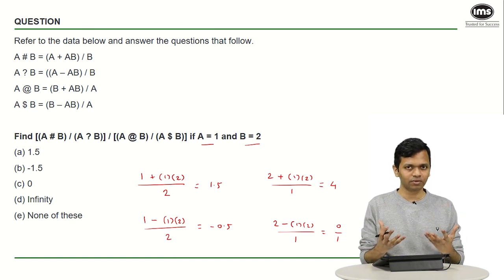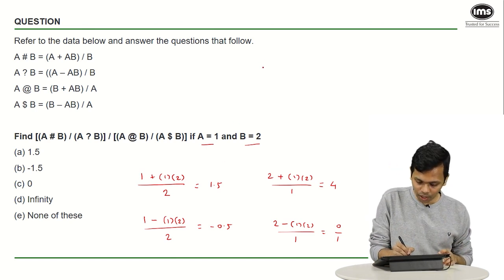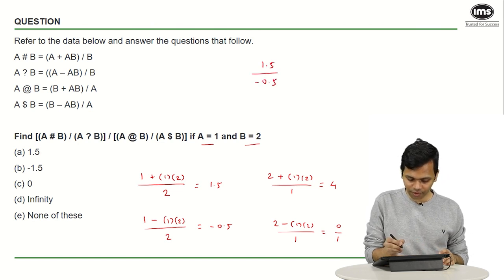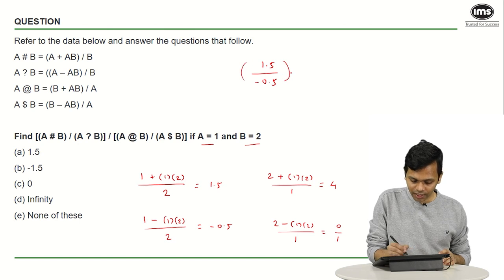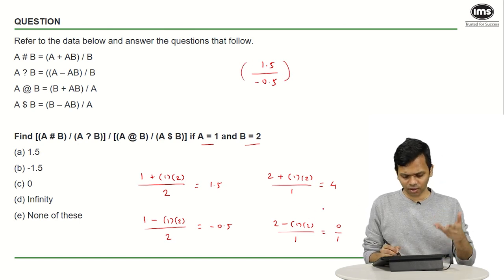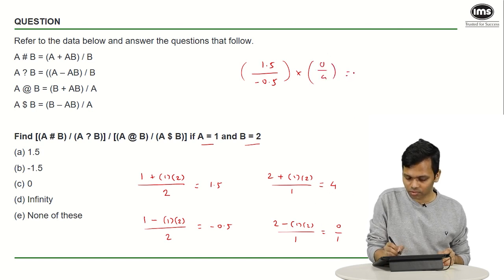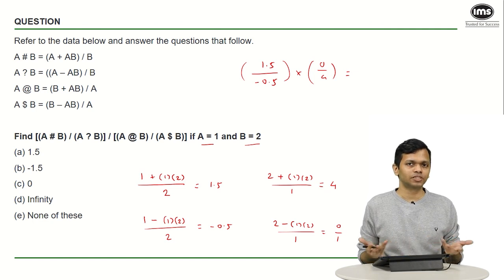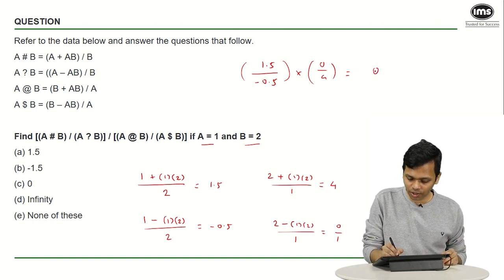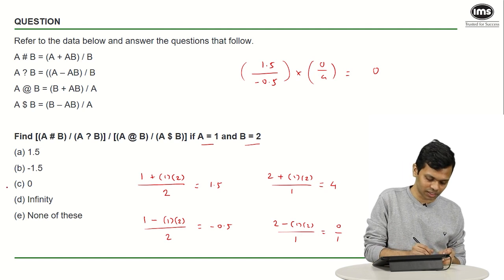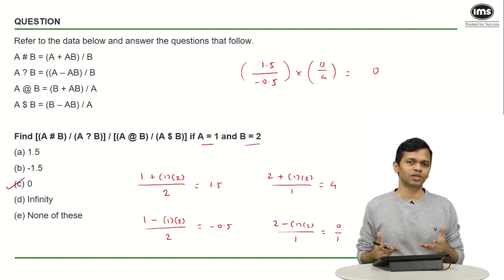So if I put everything in context now, we have 1.5 divided by minus 0.5, this thing divided by the rest of it. But I can also invert this and say multiplication, right? So I can simply write this as 0 upon 4. Now what we are doing is we are essentially multiplying by a 0, so I don't have to do any other calculations and just simply say this is going to be 0. So that's your answer for this question, answer option C.